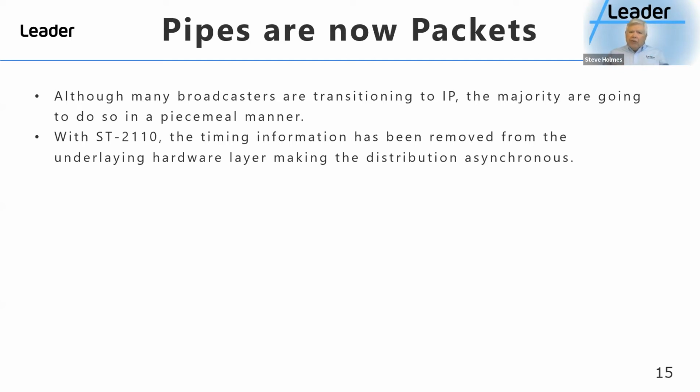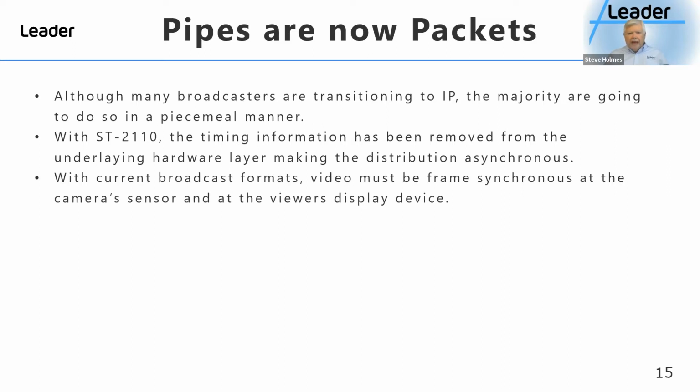So the unique thing about 2110 is the timing information has been removed from the underlying hardware layer in the distribution, and it's an asynchronous distribution. So IP and IP switches are asynchronous by nature. We still have to make sure that our video itself is still frame accurate. So we need to be in our receiver at the same place we are in the camera when all's said and done. And we need to be able to do this after we go through an asynchronous transport mechanism.